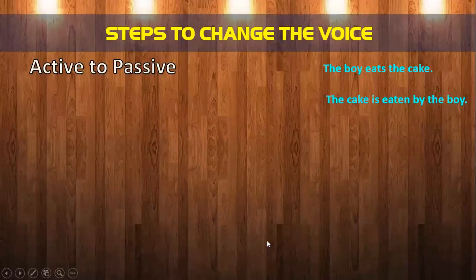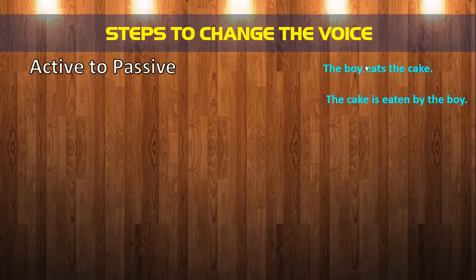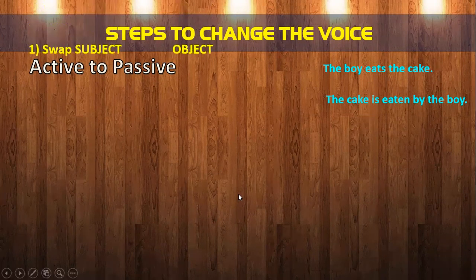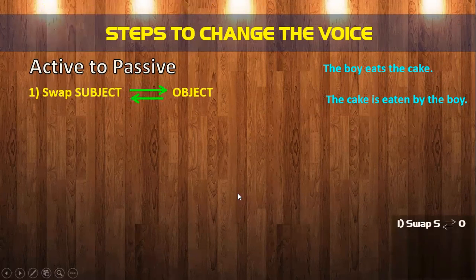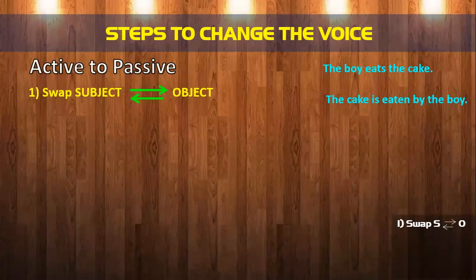Okay, so the next thing that we have learned here is how to change the voice from active to passive. So what are the steps that we are supposed to follow here? With the help of the sentences written on the right hand corner, that is, active on the first and passive below that, we are going to understand the steps to change. And these are simply the 4 easy steps that you can follow to make changing the voice easier. So the first step is to change the positions of subject and object. That is, the boy takes the position of the cake and the cake takes the position of the boy.